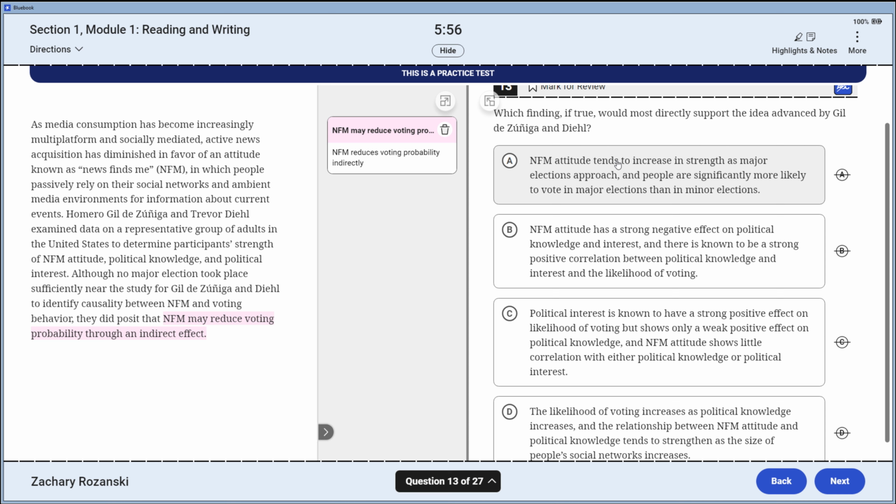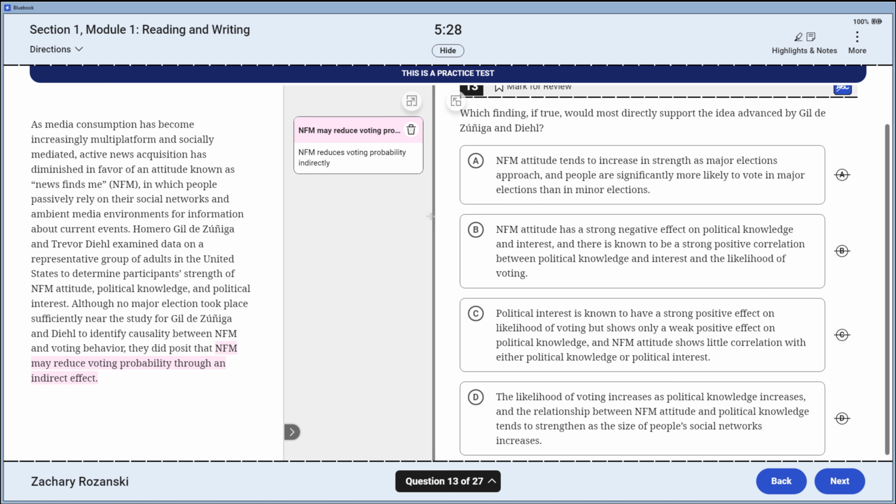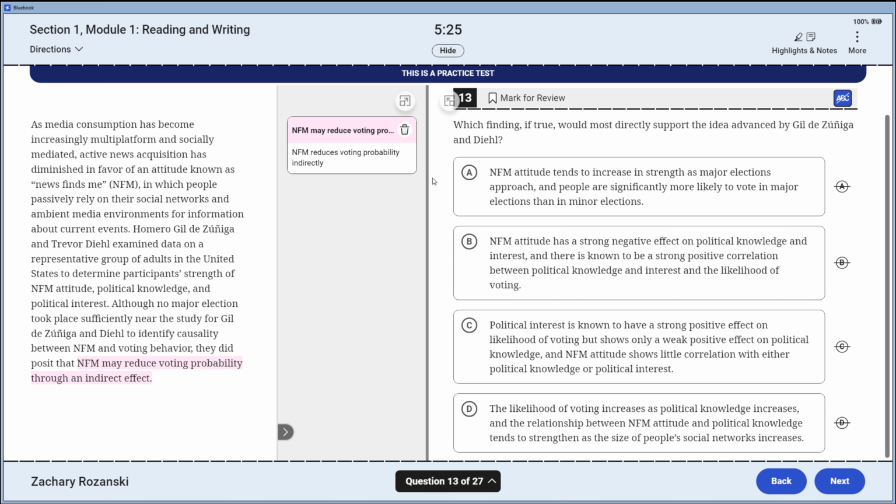What is NFM tends to increase in strength as major election approaches? Just skimming these two things, it's introducing a lot of terms that I don't feel too comfortable with. So I'm going to give it a quick skim to see what NFM means. As the social media become increasingly multiplied, NFM is news finds me, where people passively rely on social networks and ambient media environments for current events. Okay. They saw a representative group to determine these things, and then the rest of it. Okay, I understand. Loosely enough. So we want to show that NFM reduces voting probability, albeit indirectly.